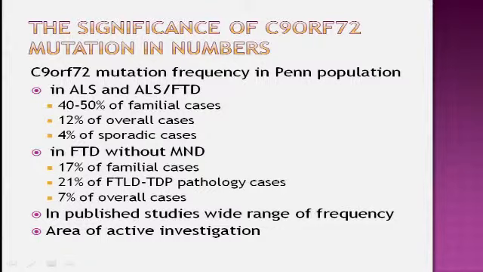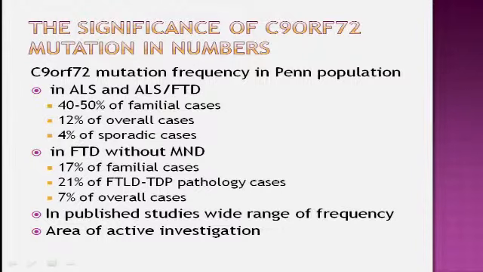And why are we so excited about this? Well, not only because it solves a mystery that's been hounding FTD researchers for years, but also because it's present at a pretty high frequency. So in a quick study that we did among our population here at Penn, when we looked at all our cases with ALS and FTD ALS, in cases that we could classify as familial, mutations were present in 40 to 50%. If we looked overall, it was about 12%. And in ALS cases that didn't appear to have any family history, we still identified it as present in about 4% of cases.